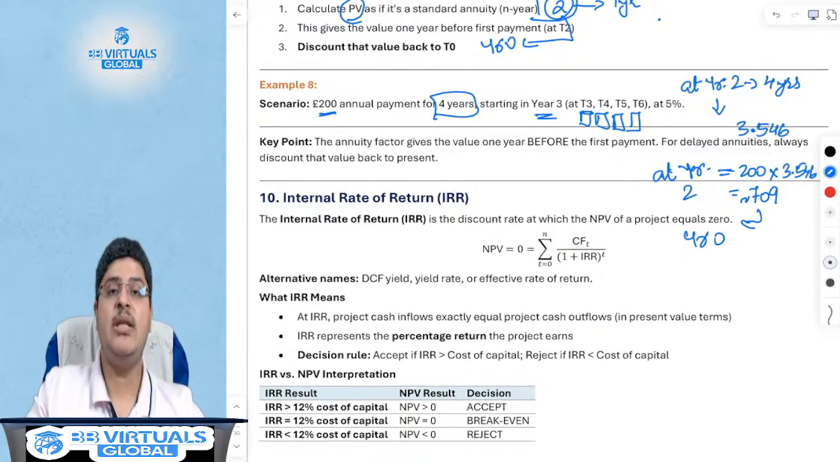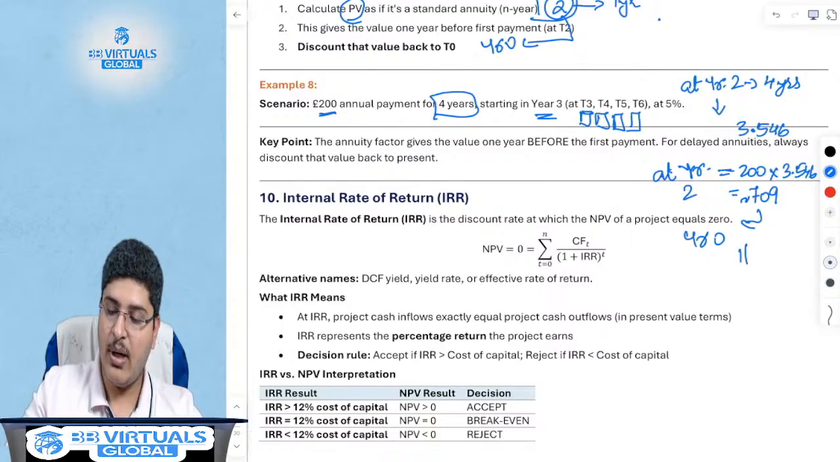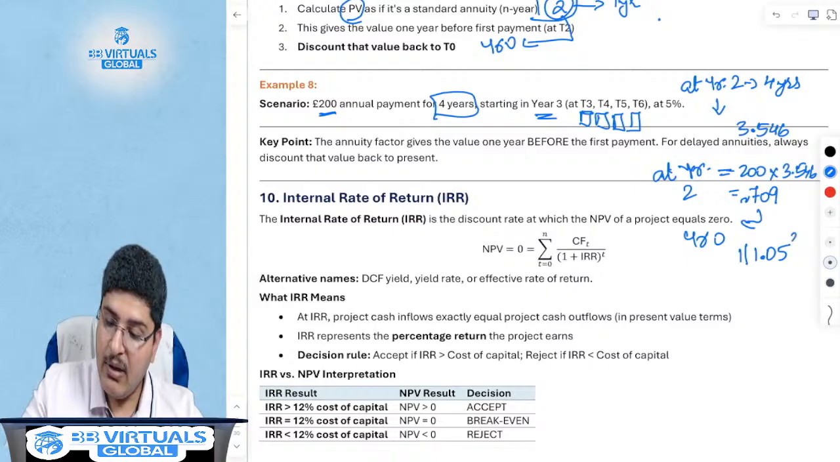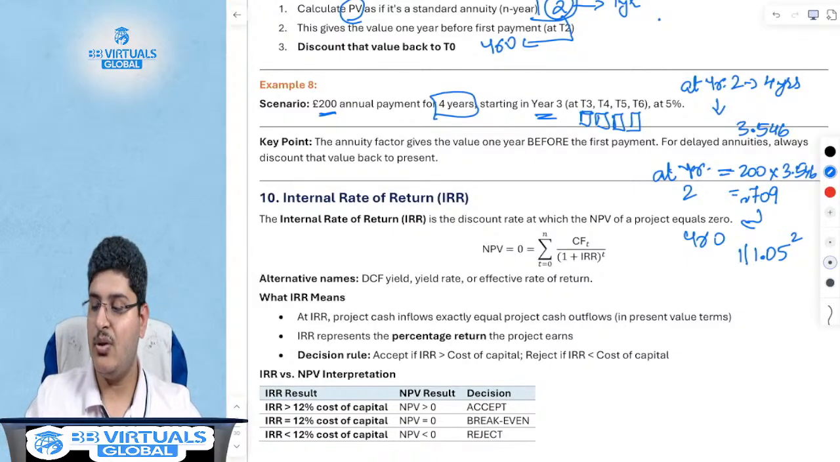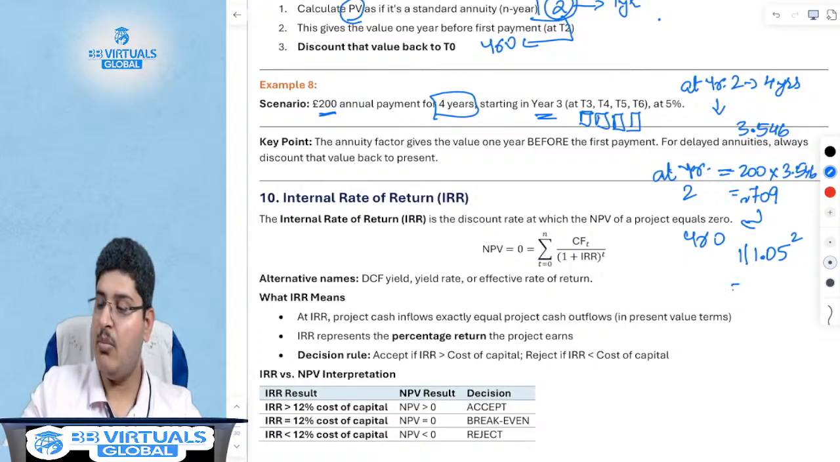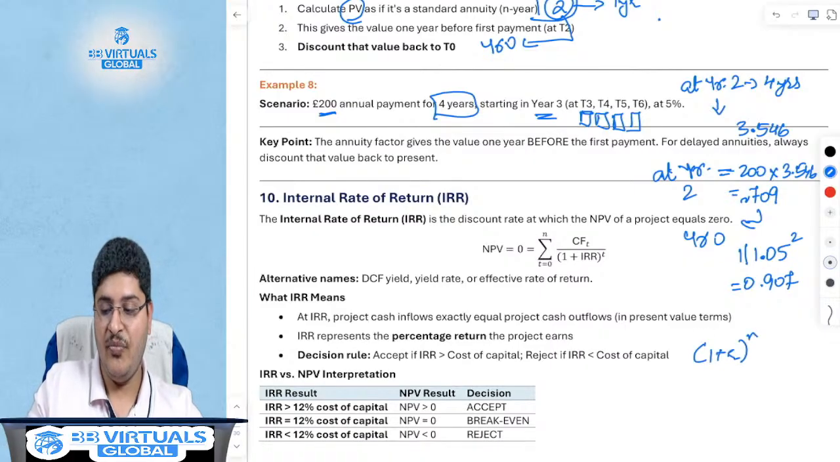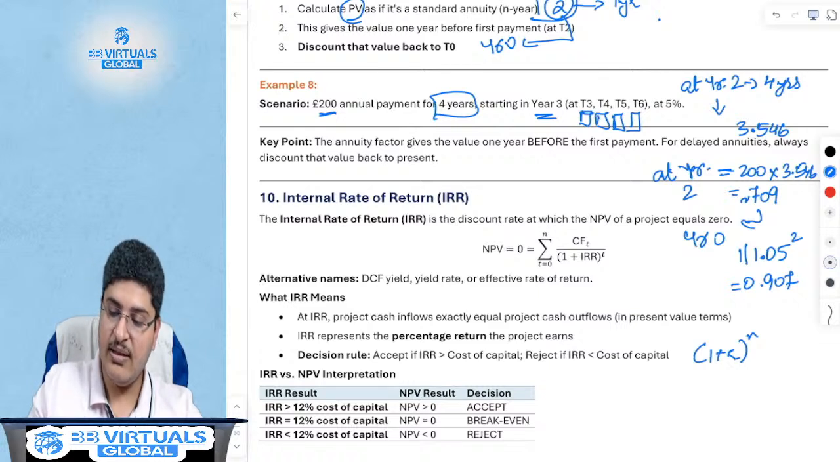You'll have to discount this by 2 years. How do you do that? You will say, I will do, sir, 1 divided by 1.05, 1 year, and I will do it for 2 such years. So I will bring it back. So this number is nothing but 0.907. This is the discounting factor. Remember the formula of the discounting factor, which is 1 plus r raised to n. This is the raised to minus n actually.